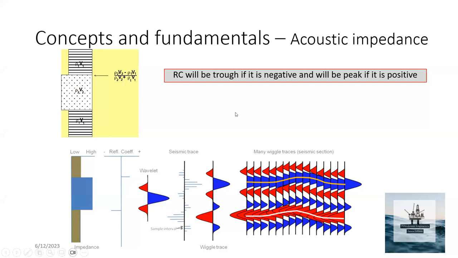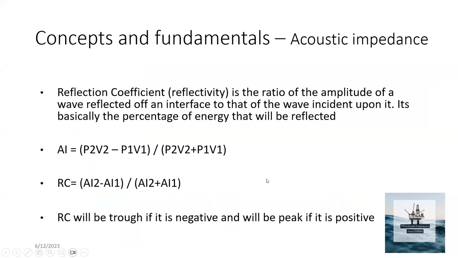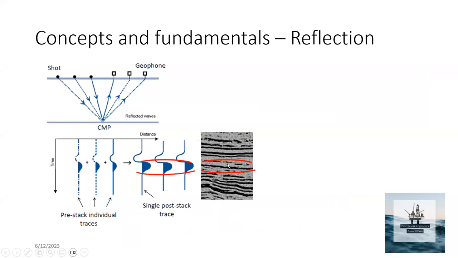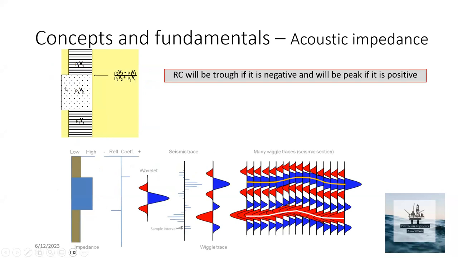Let me explain it one more time, because this is a very important thing in your seismic section. You have different values. You have red and blue. You have black and white, negative, positive, trough, peak. This is the reason why we have negative or positive amplitude values. Again, here you have the rho 2 V2 value and the rho 1 V1 value. Whenever rho 2 V2 is less than rho 1 V1, you will have a negative value, a trough. If you have rho 2 V2 greater than rho 1 V1, you will have a positive value, a peak. That's why you have peak and trough, peak and trough.